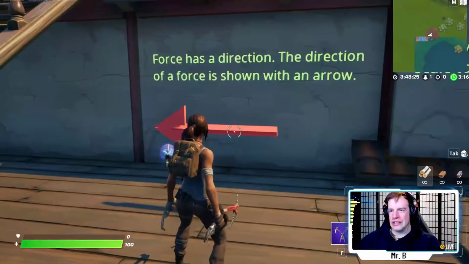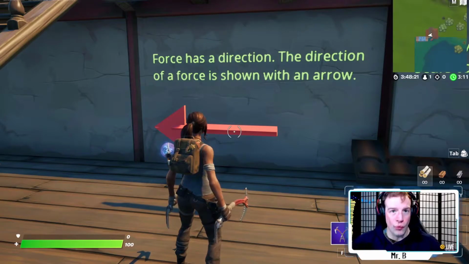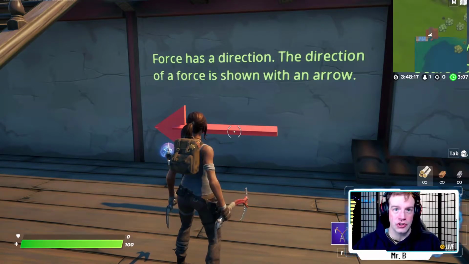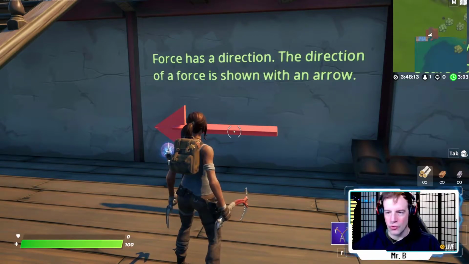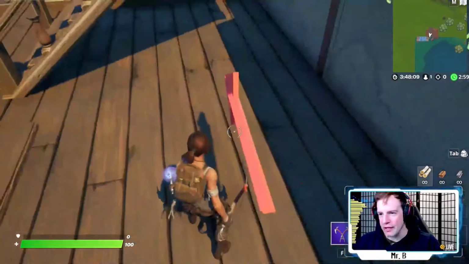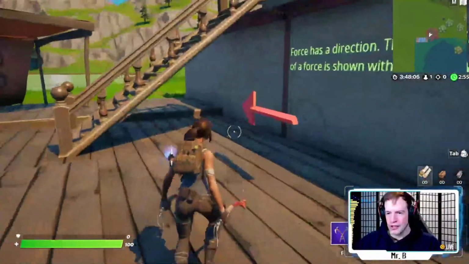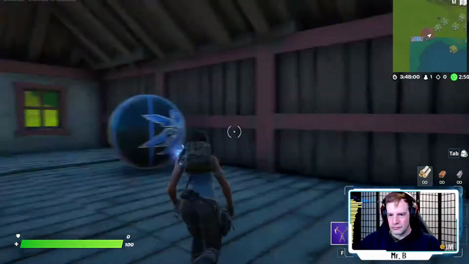Now, force is a vector. It has a directional component. We have to know where that force is pushing, what direction it's going, and we use arrows to represent that direction. So whenever we look at models and diagrams using forces, we have an arrow that will show us what direction that is going. Let's take a look at what I mean here.